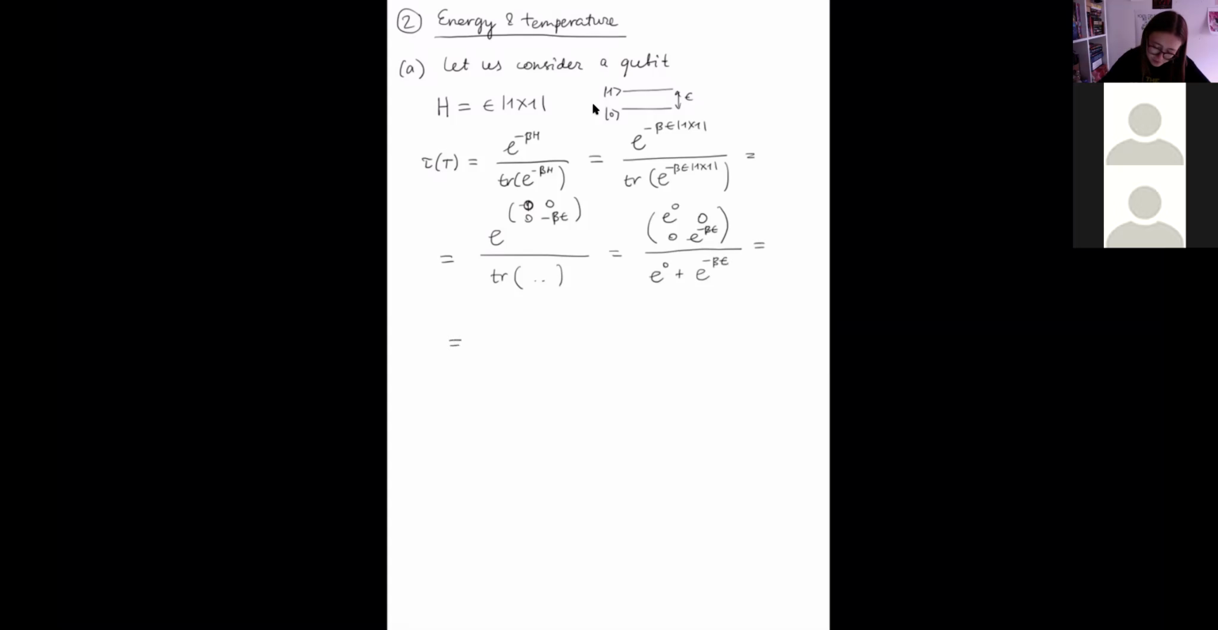Okay, so what we arrive at is 1 over 1 plus e to the power minus beta epsilon, times the matrix with 1, 0 in the first row and 0, e to the power minus beta epsilon in the second row. And here we see exactly what we expected, because the diagonal term corresponding to 0, 0 is exponentially higher than the diagonal term corresponding to 1, 1. So all good.